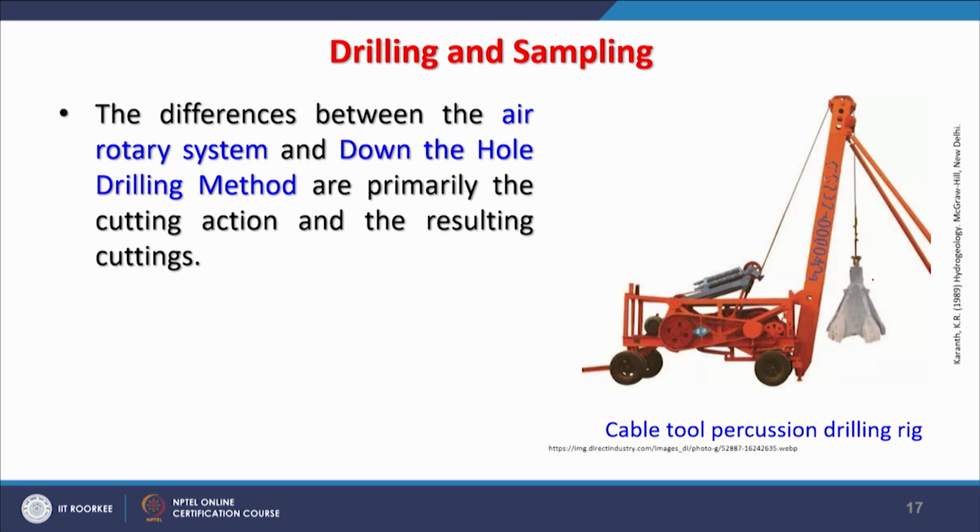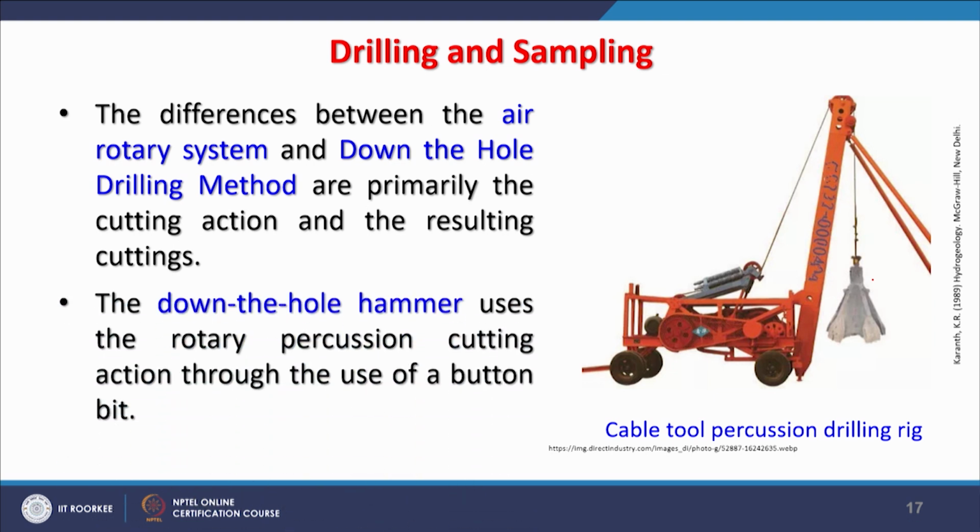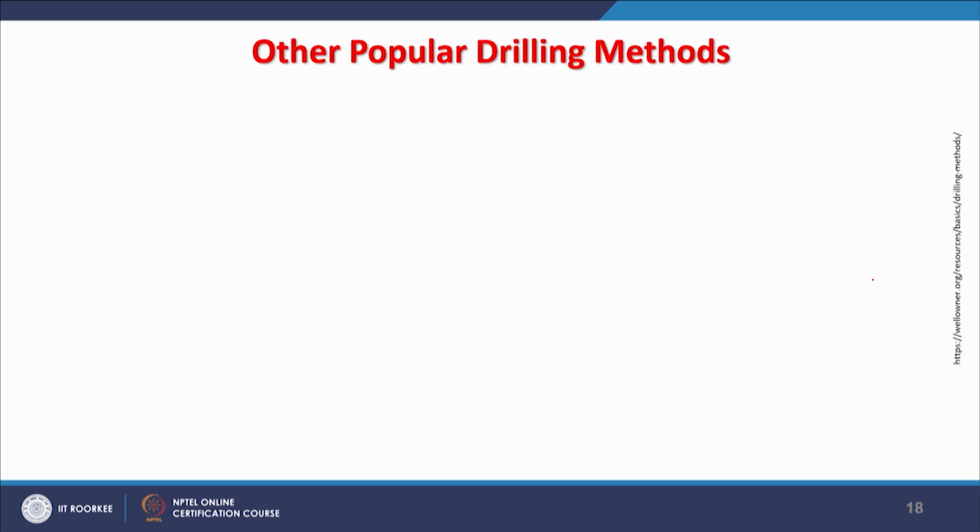You know, the difference between the air rotary system and down the hole systems is primarily the cutting action. Down the hole hammer uses a rotary percussive cutting action through the use of the bottom bit.